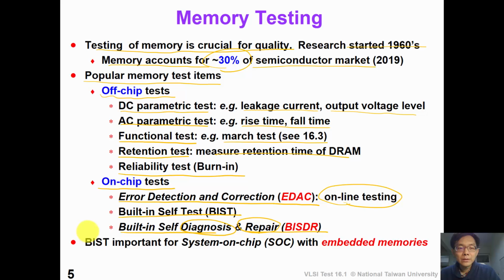Built-in self-test for memory is particularly important for system on chip, which has many embedded memory cores that we cannot access from the outside world.